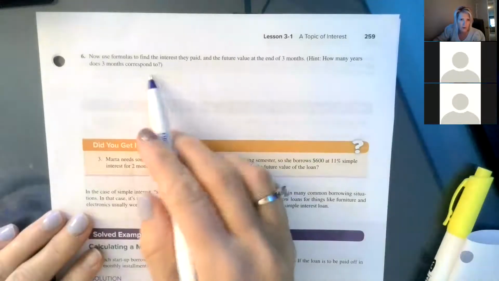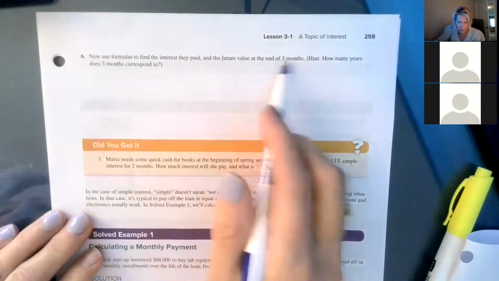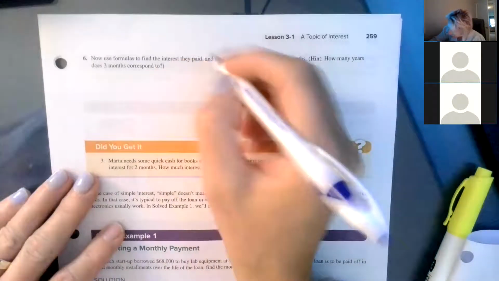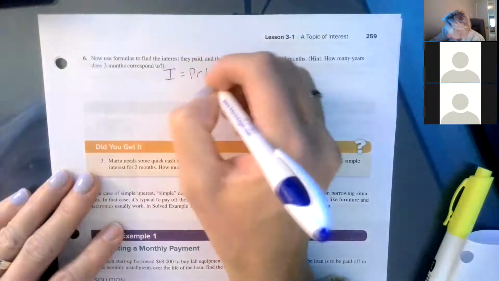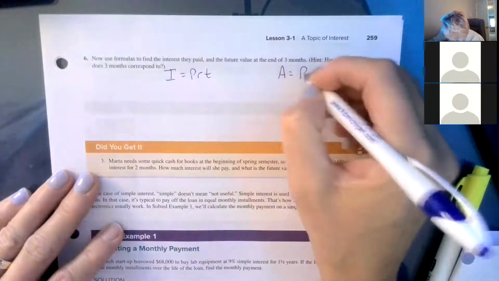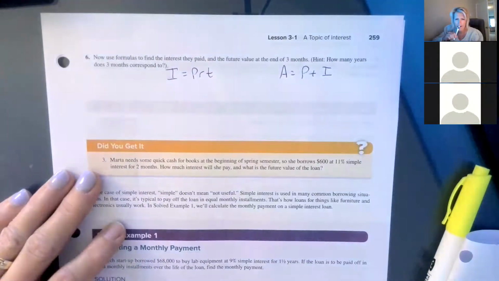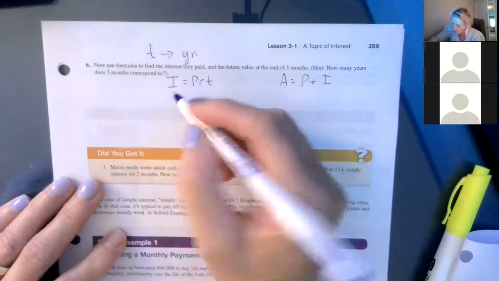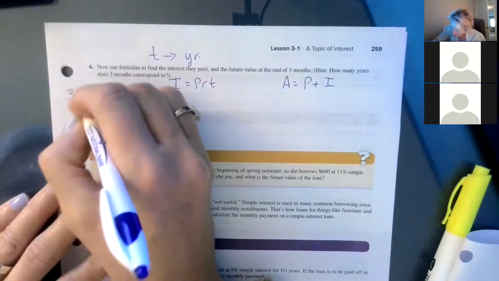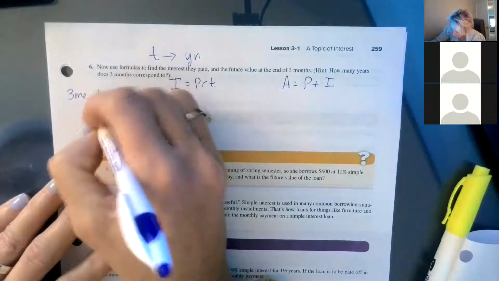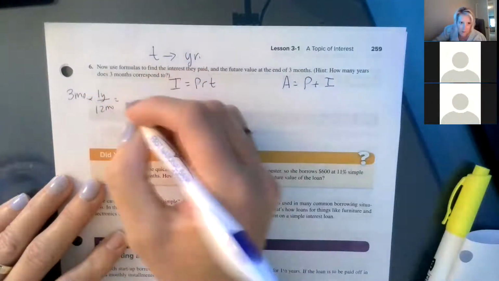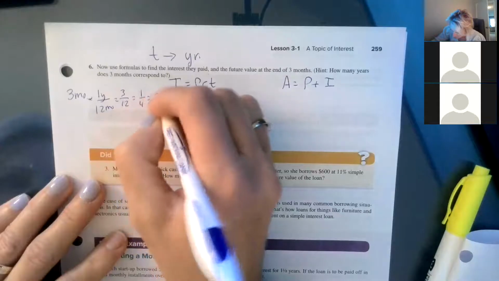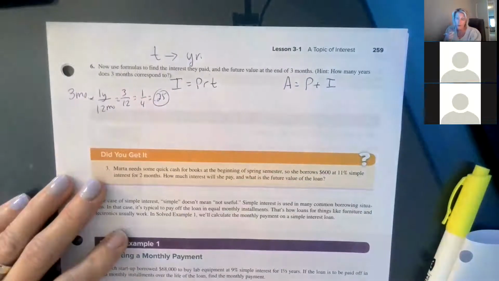It says now use formulas to find the interest paid and the future value at the end of 3 months. How many years does 3 months correspond to? Our interest formula is PRT, and our future value is P plus I once we know it. Because T is in years, we have to put 3 months into years. So 3 months times 1 year over 12 months is 3/12 or 1/4, or we can use 0.25.